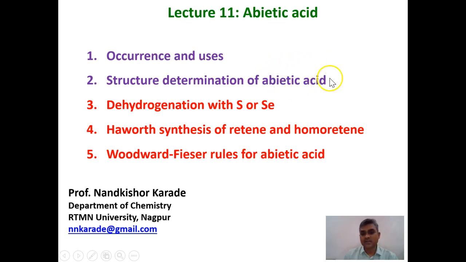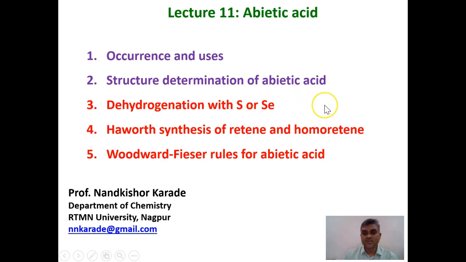The structure of abietic acid is relatively complex, and therefore we will have to perform more chemical experiments for structure determination of abietic acid. In this structure determination, we will come across some important concepts in organic chemistry, like oxidations with sulfur or selenium. Dehydrogenation, or the oxidation of terpenoid molecules with sulfur and selenium, gives aromatic compounds.